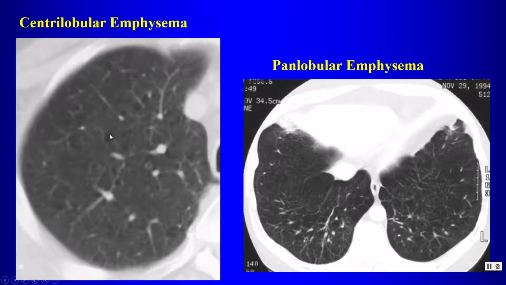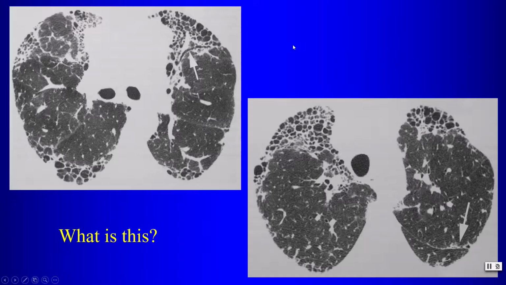You have these centrilobular areas of lucency with imperceptible walls. This is panlobular emphysema. This is more diffuse and extensive. This predominates at the lung bases. This is associated with alpha-1 antitrypsin deficiency, whereas this predominates in the upper lungs, and this is associated with smoking. Again, we've seen numerous examples of this.